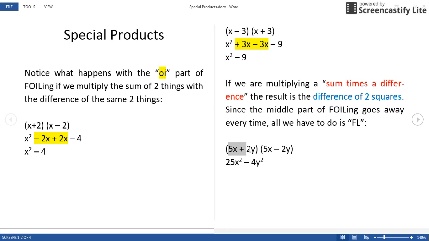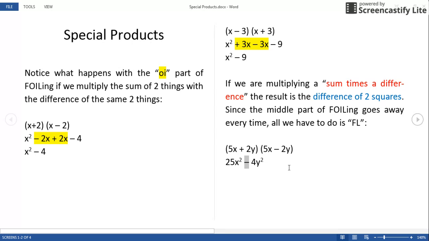If we have the sum of two things and the difference of the same two things, it doesn't matter even if they have coefficients. All we have to do is the first two things together, 5x times 5x made 25x squared, and the last things together, 2y times minus 2y is minus 4y squared. The result, a difference of squares, has squares on both the front and the back with a minus sign between them. It's a minus sign because a positive times a negative gives us this negative result.